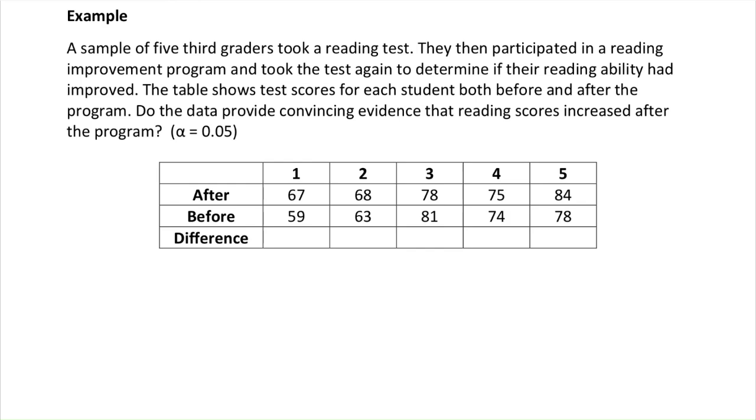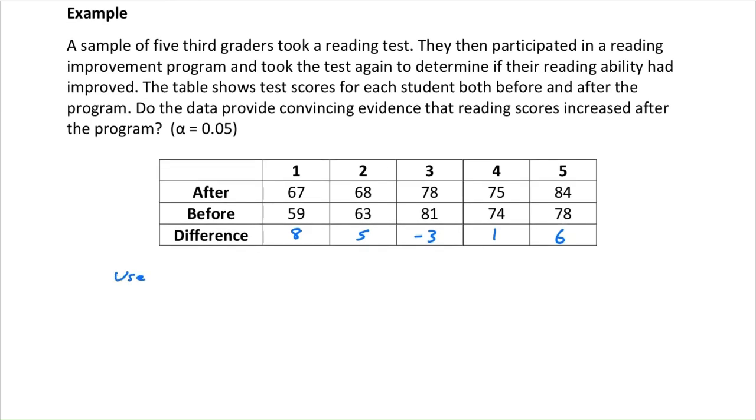If we just subtract these, student 1 improved by 8 points, student 2 by 5, student 3 actually went down 3 points, then up by 1, up by 6. At this point, I would encourage using some kind of technology, like Excel, Google Sheets, a graphing calculator, or a statistical program, because we need to know not just the average, which would be easy enough to find, just add those together and divide by 5, but also the standard deviation of the sample. You could find the standard deviation by hand, but that would be a bit of work.